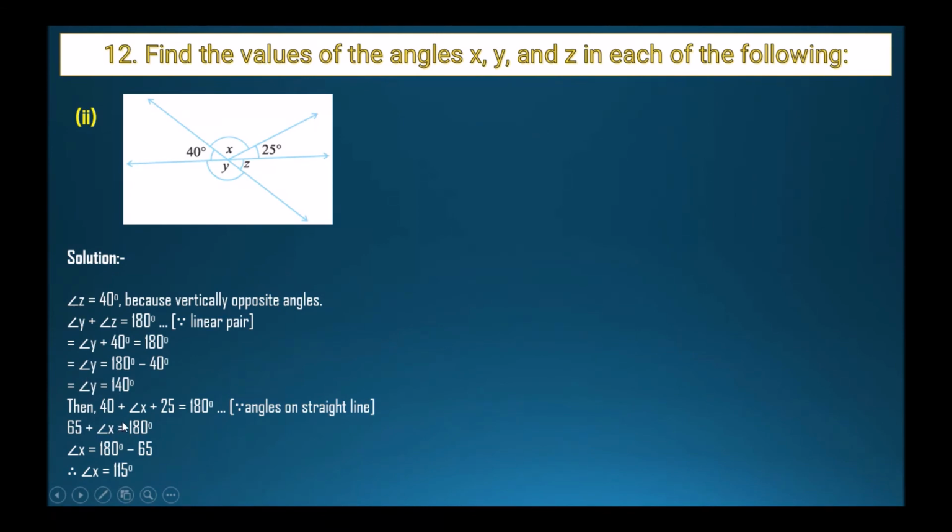Then 40 plus angle x plus 25 equals 180 degree, angles on the straight line. This is on the straight line. Angle x equals 180 degree minus 65 degree. That is, angle x equals 115 degree.